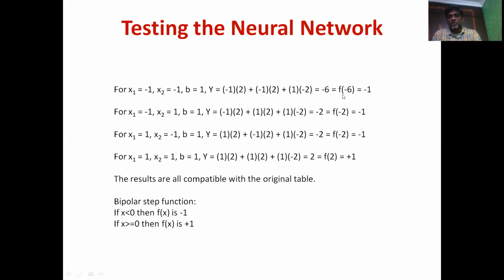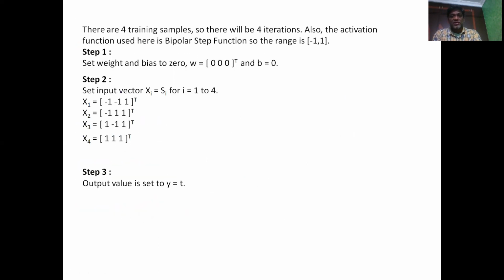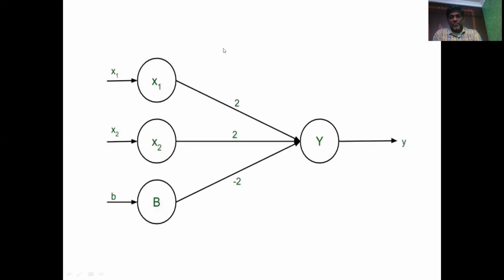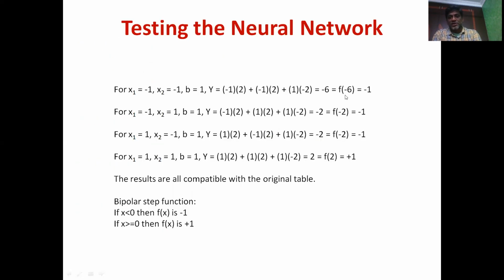As I told you, the activation function that we assumed is a bipolar step function. So bipolar step function takes this -6 and produces -1 because it is defined like this. If x is less than 0, that means if input given for the function is less than 0, then the output is going to be -1. So it produces -1 for all the negative values.